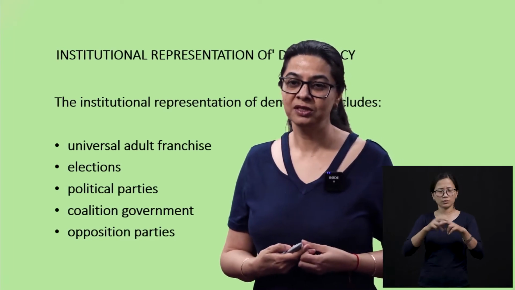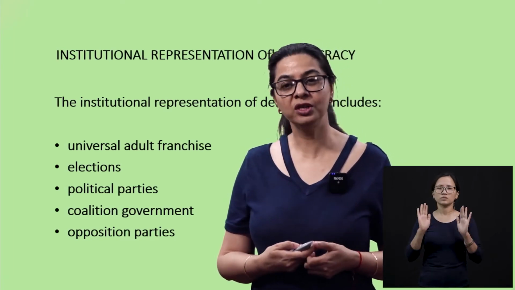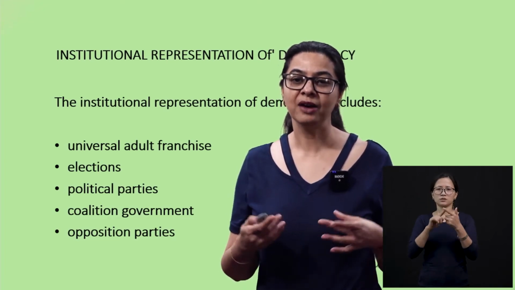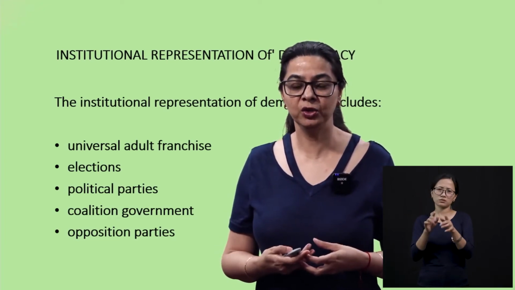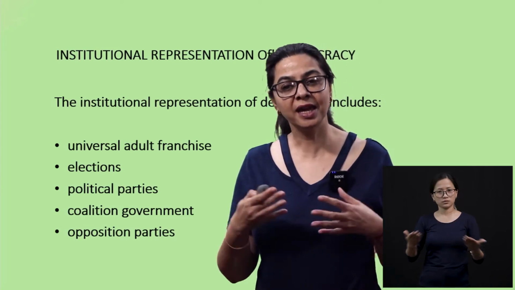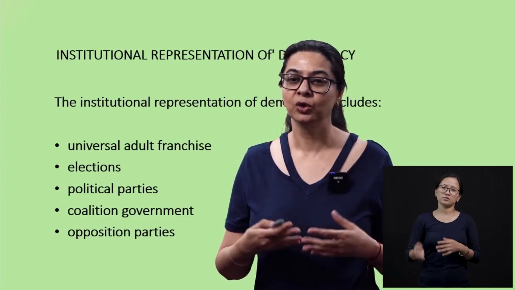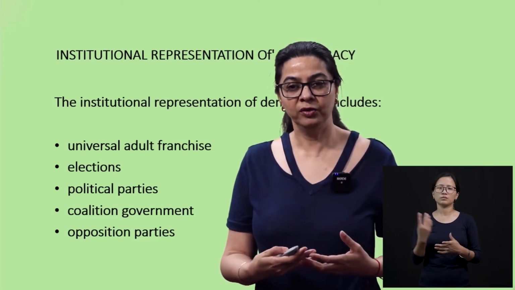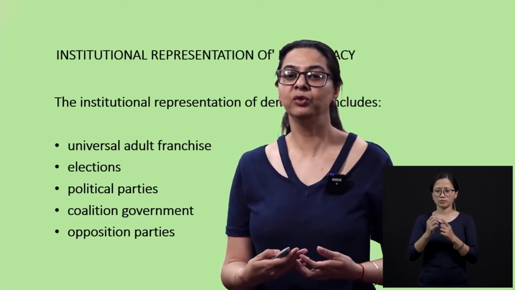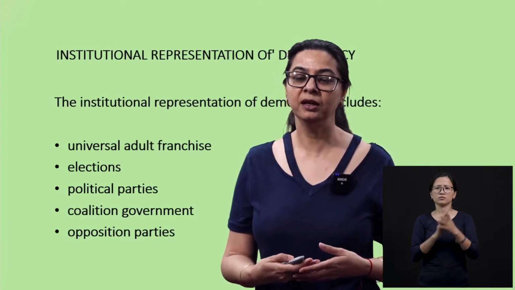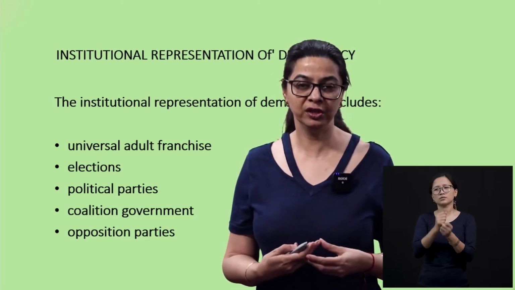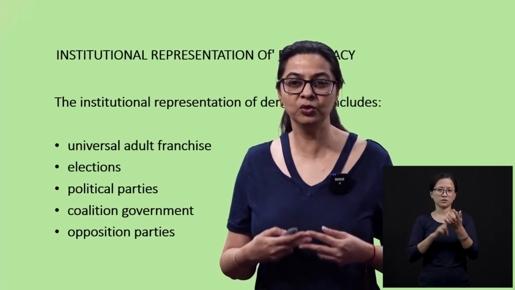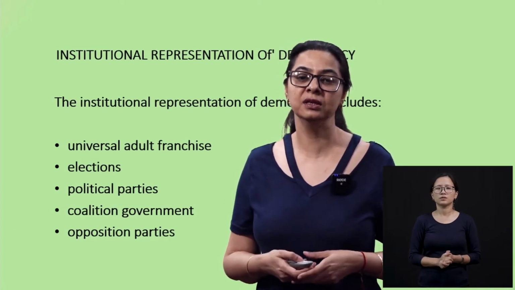Now, when you do not have a majority, how do you form a government? So what happens is then you have a coalition government. A coalition government is when two parties who have the same kind of ideology, who believe in the same things, can go to the president and say that we are both political parties and we want to run the government and we will be supporting each other in the parliament.